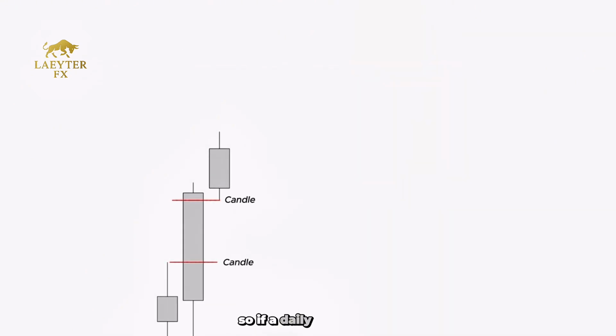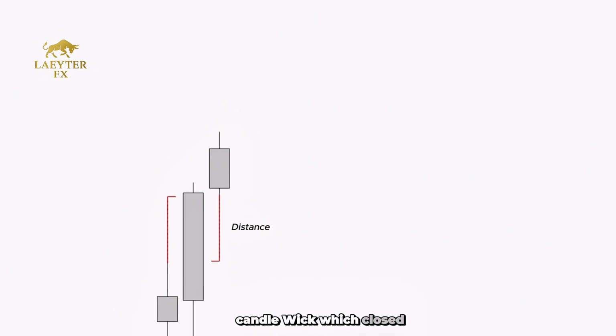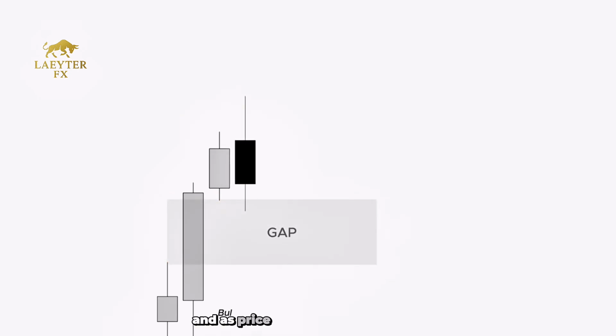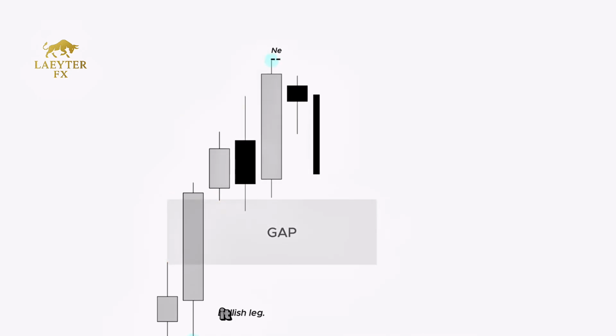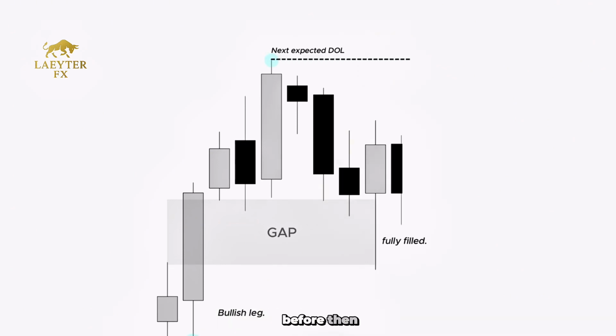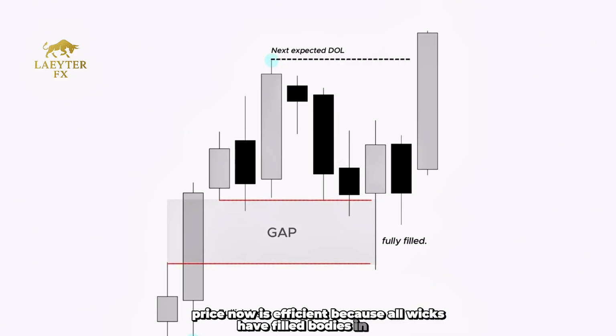If a daily candle closes and we have a distance between the previous candle and the current candle wick which closed, this gap in between is often known as a gap. And as price travels away from that gap, it will often come back, fill this inefficiency before then continuing in the overall direction of the higher time frame trend. Price now is efficient because all wicks have filled bodies in price.